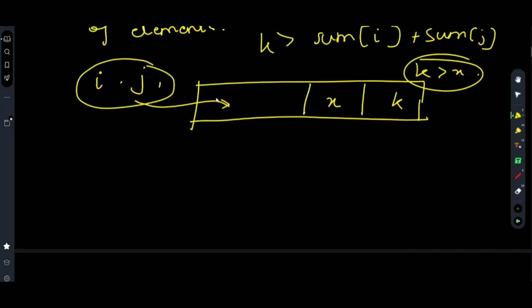Now, how will it be used in the better solution? For example, you first take 2 elements. How can you take 2 elements? You run a loop i from 0 to n minus 1. You run a loop j from i plus 1 to n minus 1.